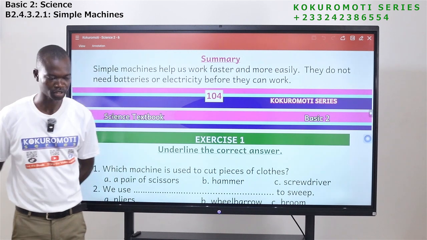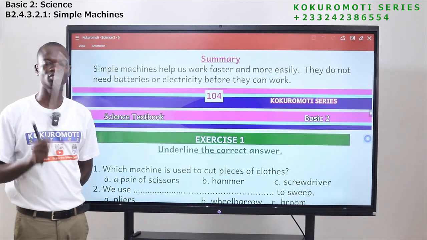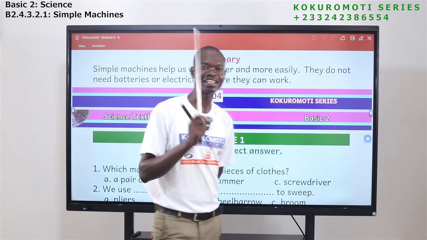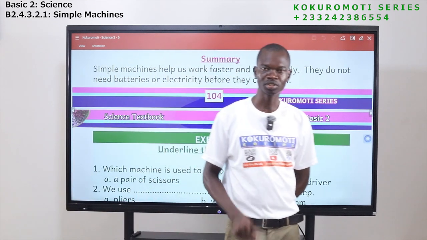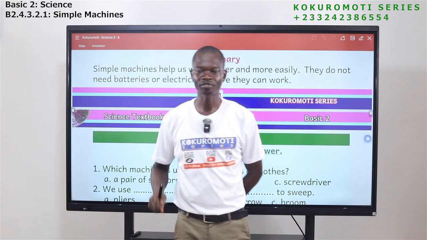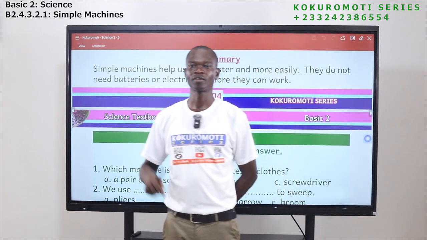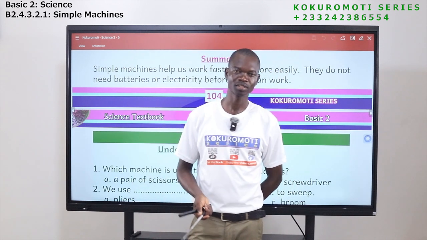You just pick them and you start using them. Today we have learned about simple machines. They are machines that are easy to use. They help us to work faster and more easily. These machines, we find them in schools.